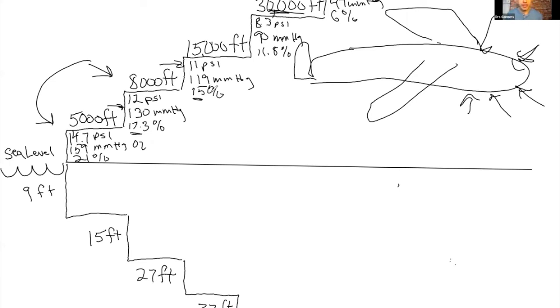So now let's use that same example and start going below sea level. Okay. So at sea level, again, 14.7 PSI, 159 millimeters of mercury, and about 21% oxygen. So if we went 9 feet below, we would be adding about 4.2 PSI to the 14.7. So you have to add those two together. The effective oxygen pressure at that depth would be 205 millimeters of mercury, which would get us to about 29% oxygen instead of 21.